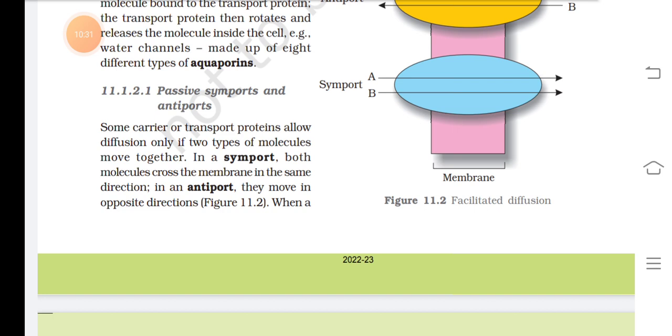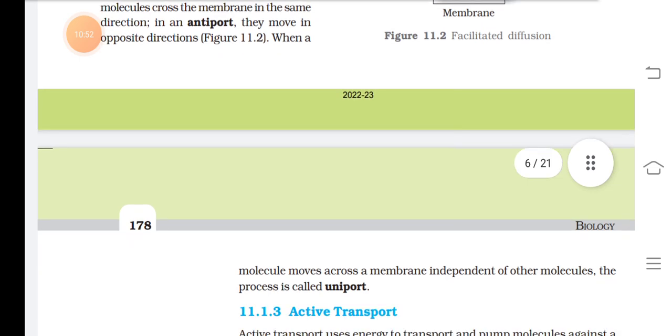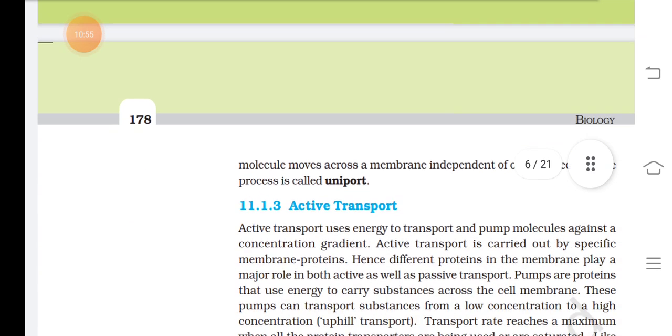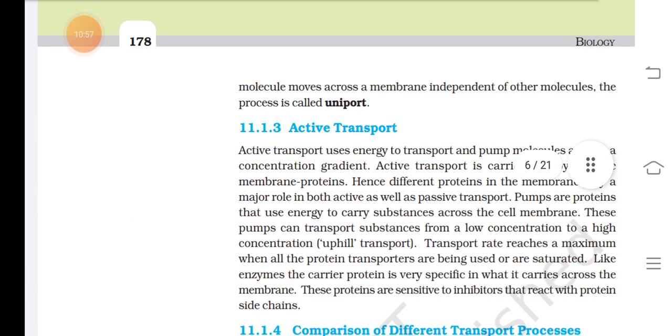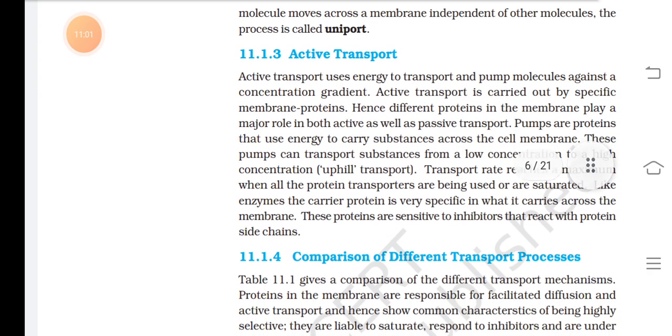Passive symport and antiport. Some carrier or transport proteins allow diffusion only if two types of molecules move together. In a symport, both molecules cross the membrane in the same direction. In an antiport, they move in opposite directions, as given in figure 11.2. When a molecule moves across a membrane independent of other molecules, the process is called uniport.